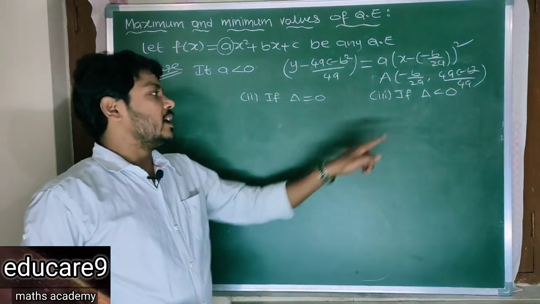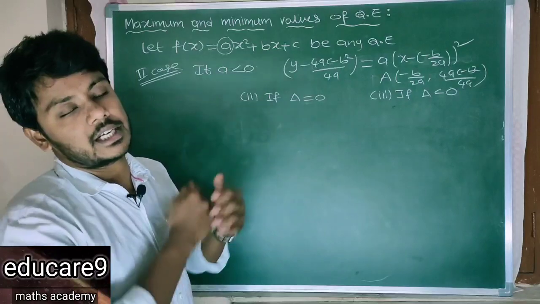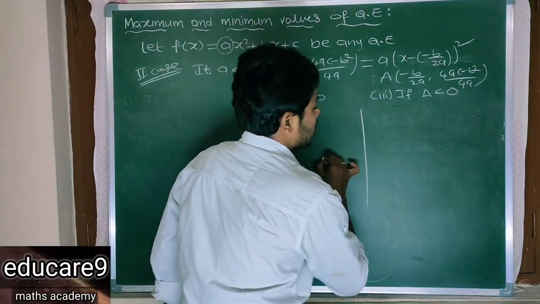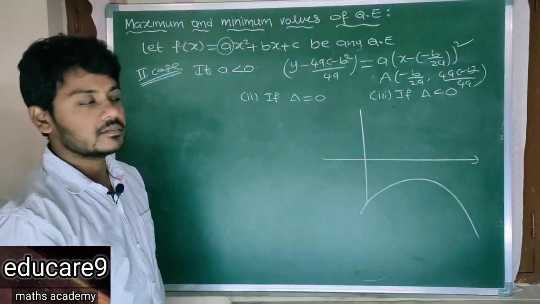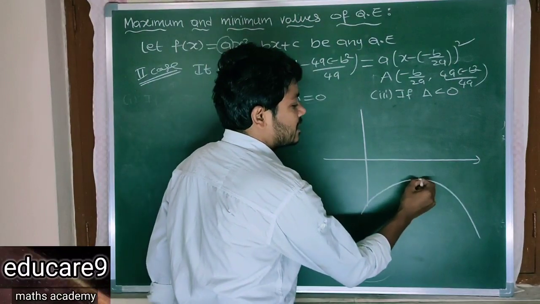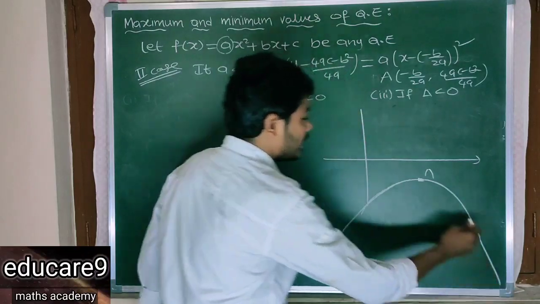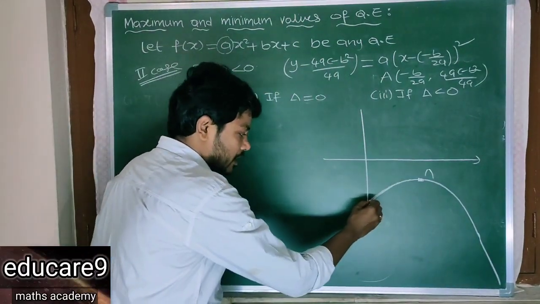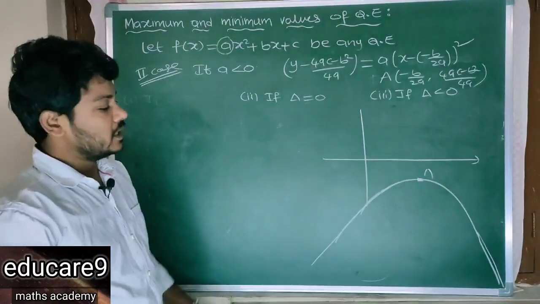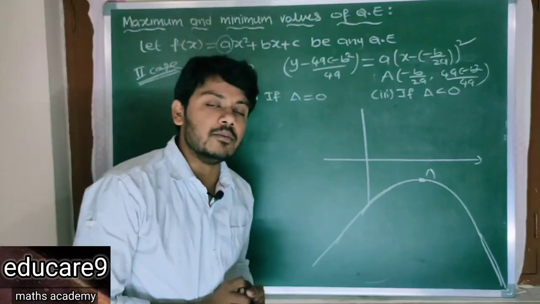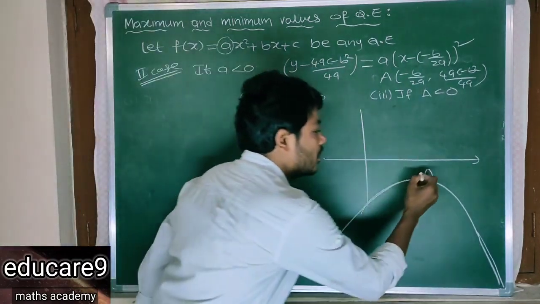And the last case: if delta is less than 0, the graph does not touch the x-axis. So the graph is like this. Clearly this function has a maximum at this point. But here you can't say minimum, because if x values are decreasing, f of x is also decreasing, and if x values are increasing, f of x is decreasing. In that case you can't say the minimum value, but you can say the maximum value. That maximum value occurs at the vertex.